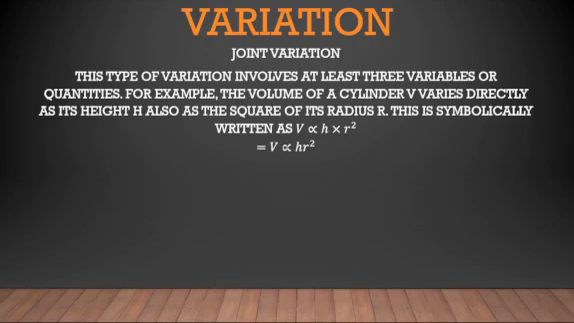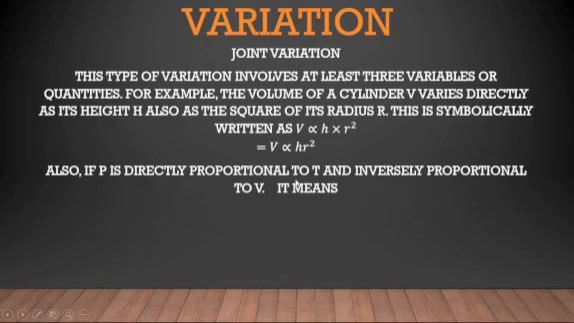So, to simplify, you just say V is proportional to h r squared, or V is directly proportional to h r squared. Like I told you, it will not always be that the first quantity is directly proportional to both of the other two quantities. It could be one that is directly proportional and the other inversely proportional, or vice versa, as we are going to see in this next example.